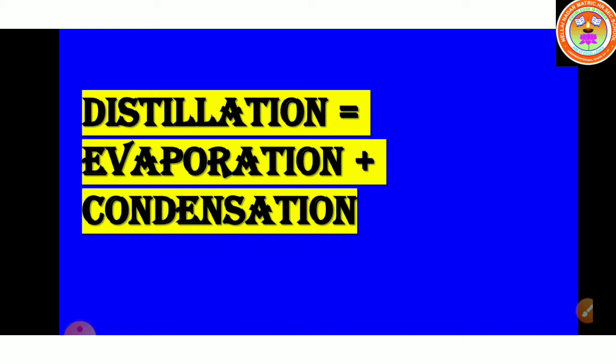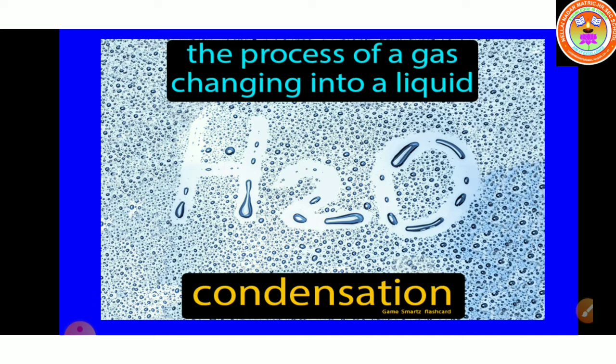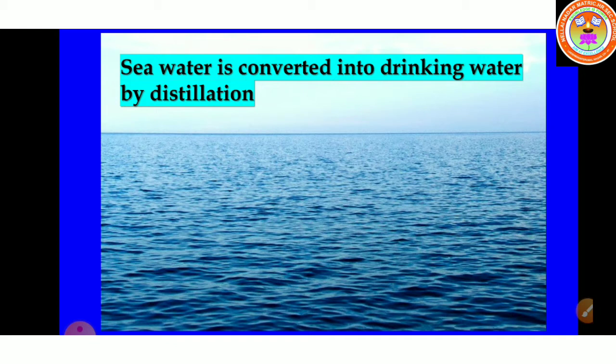Children, here you should know what evaporation and condensation are. In the evaporation process, a liquid changes into a gas. The reverse process takes place in condensation. In this process, a gas changes into a liquid. For example, seawater in many countries is converted into drinking water by distillation.